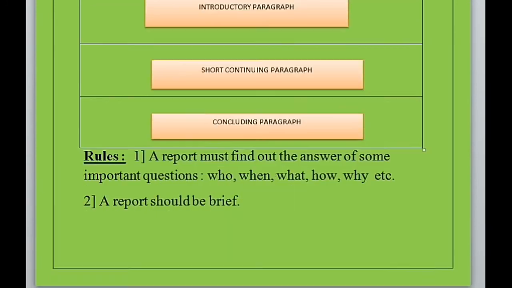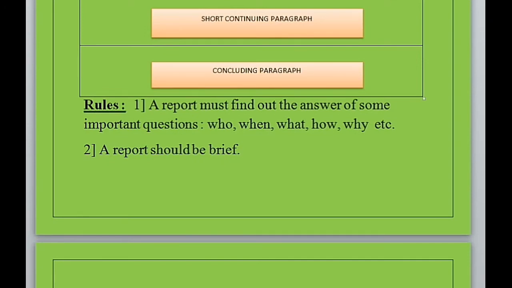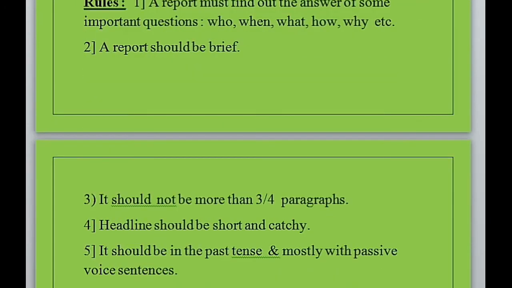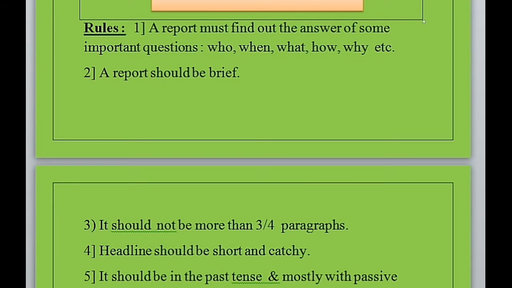Whenever anyone is writing a report, it is very important that they follow some rules. I think that part is now clear in your mind, where I clarified the different parts of a report in the layout: headline, place, date, source of the news, and then the body of the report with introductory, continuing and concluding paragraphs. Now in the rules, first, a report must give the answers to some important questions.